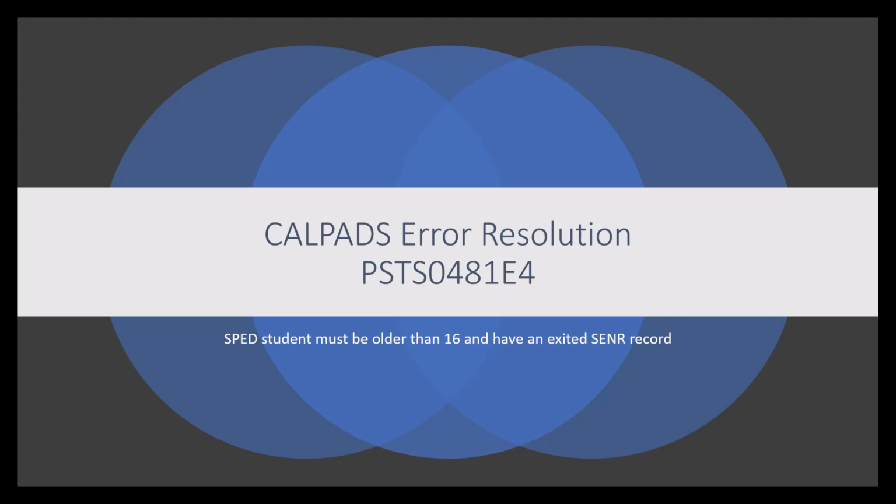CALPADS Error Resolution. PSTS0481 error. Special education student must be older than 16 and have an exited SENR record.